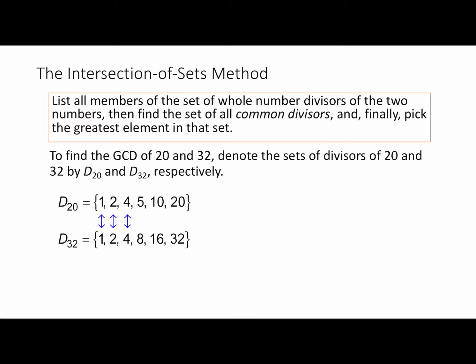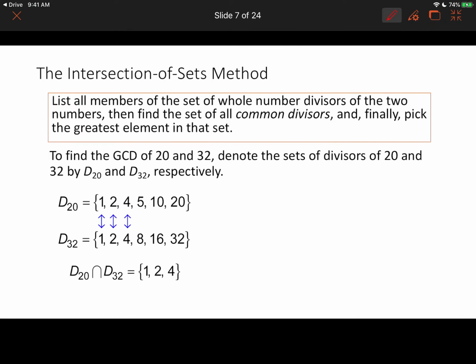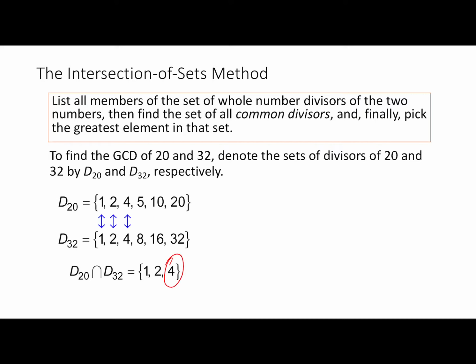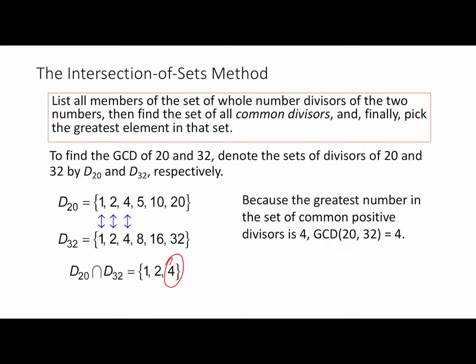You can see I've drawn arrows between the numbers that match up, so that means my intersection of those two sets is 1, 2, and 4, and the GCD is the greatest number in that set. In this case, it's 4. So the GCD of 20 and 32 is 4.